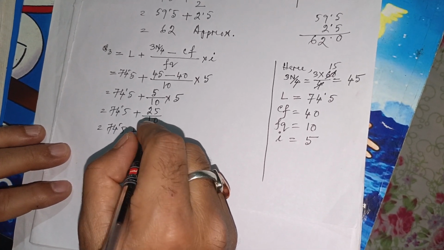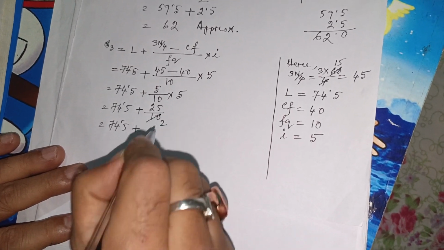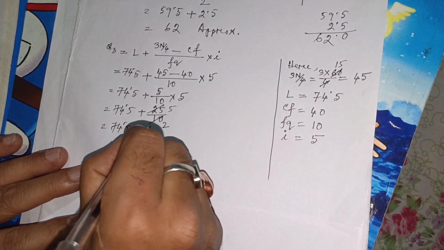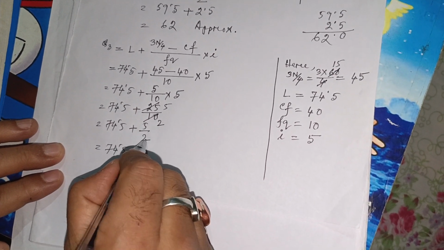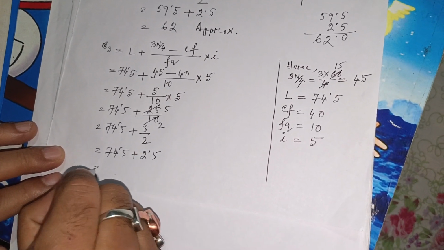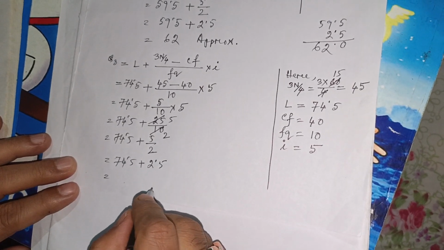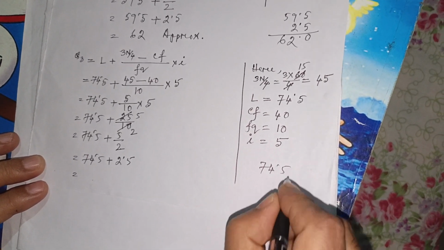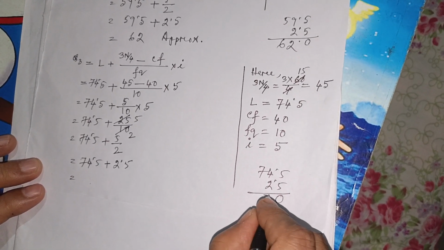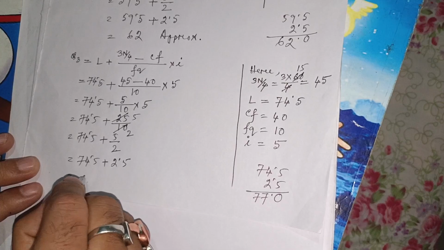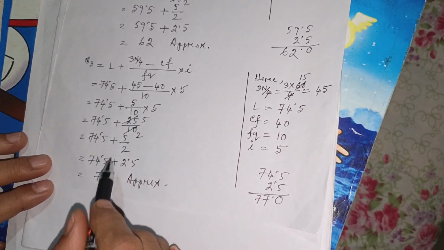You can cut it down to the smallest number. By 5, 5 twos are 10, so it will be 2, and 5 fives are 5, so it will be 5 by 2. So 74.5 plus, if you divide 5 by 2, you will get 2.5. Adding 74.5 and 2.5, you get 77 approx. This is the way to calculate the third quartile.